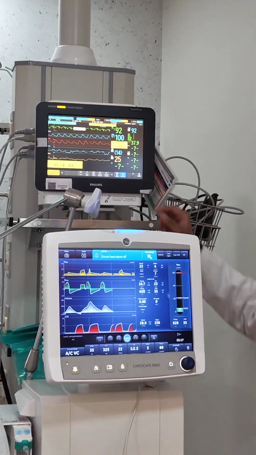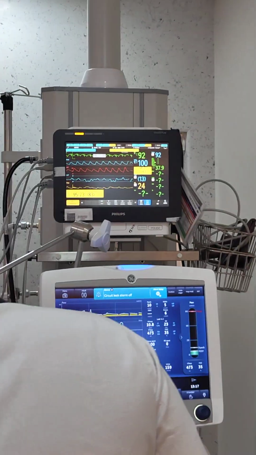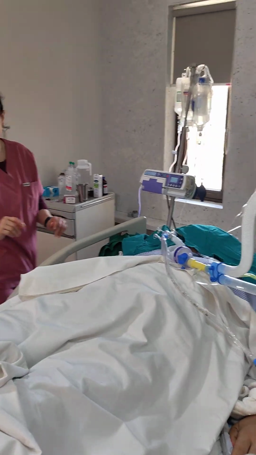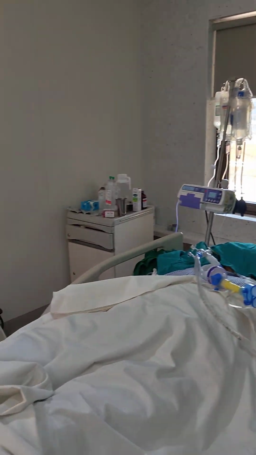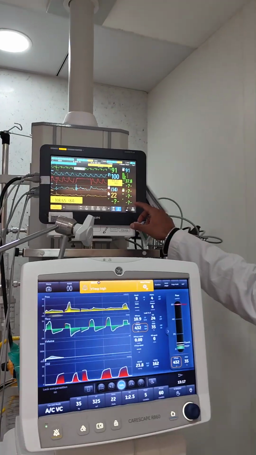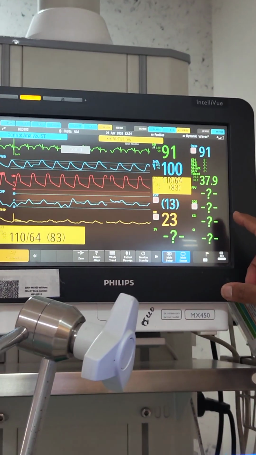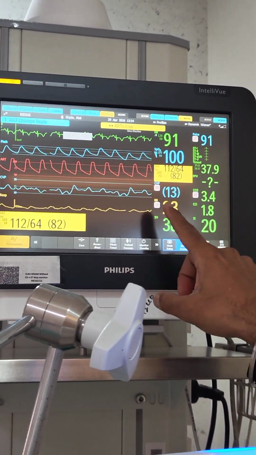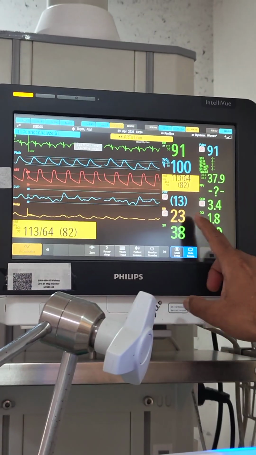The waveform has gone wrong. Get the waveform right. Okay, so you see the waveform now. A continuous output we see here. It's come to 3.5. For 3.2 it was, and it has come to 3.5.